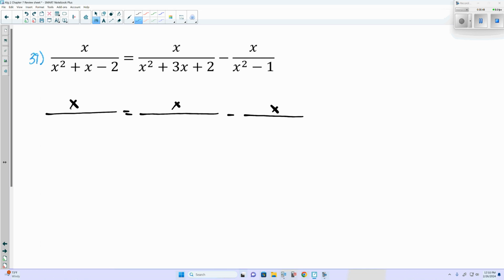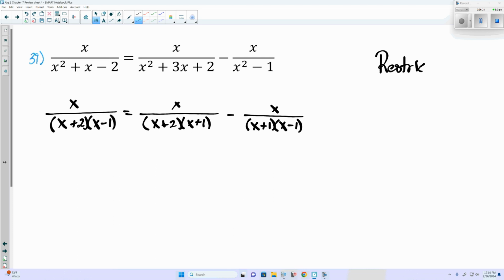With 39, the first thing we're going to have to do is factor the denominators. I'm not going to belabor the point too much, but we'd go through and factor them. And when we factor these three denominators, the first one would be x plus 2 times x minus 1. The middle would be x plus 2 times x plus 1. And the last one would be x plus 1 and x minus 1.